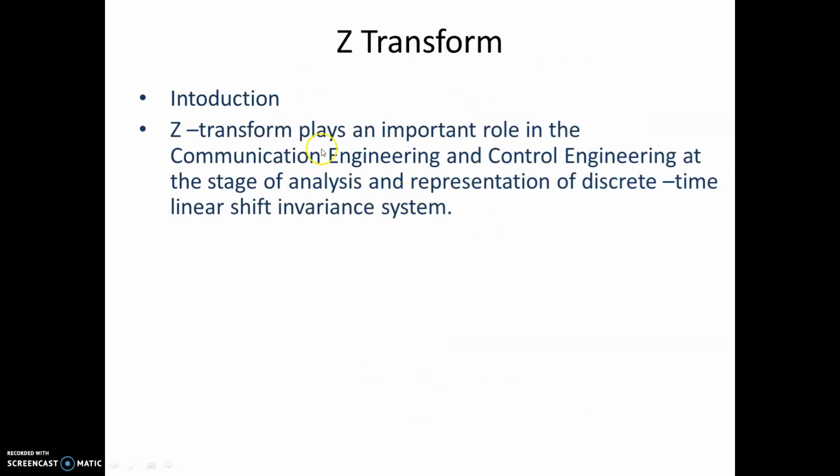The Z transform plays an important role in communication engineering and control engineering. In communication engineering, two basic types of signals are encountered. They are continuous time signal and discrete time signal. Continuous time signals are defined only for continuous values of the independent variable, namely time t, and are denoted by a function f of t.